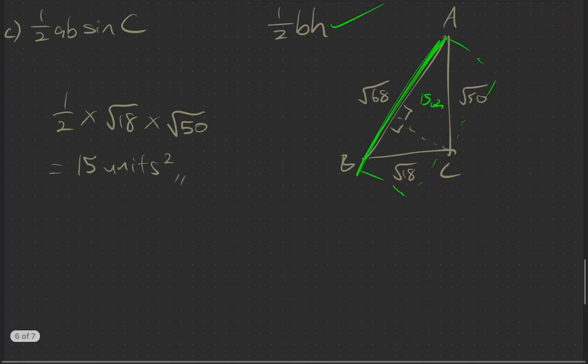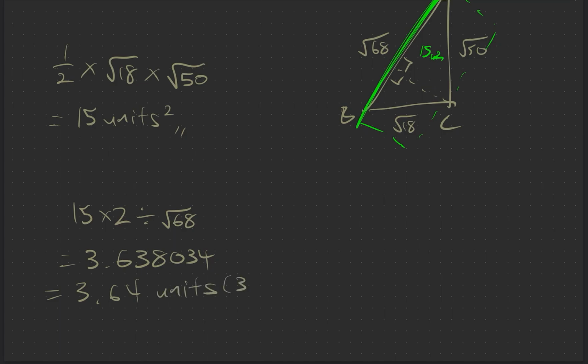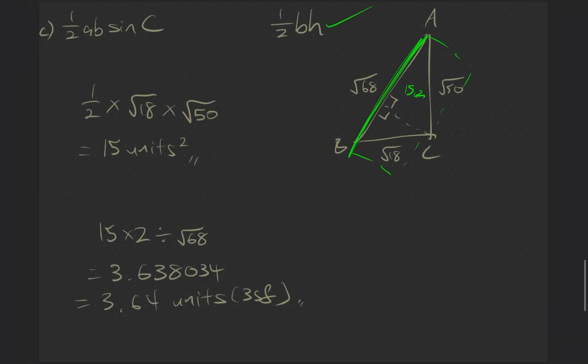Alright, so let's just do that real quick. 15 times 2. After that, we just divide it by square root 68. And your answer is 3.638034. And we just round it off to 3 significant figures. So that makes it 3.64 units. That's for part D.